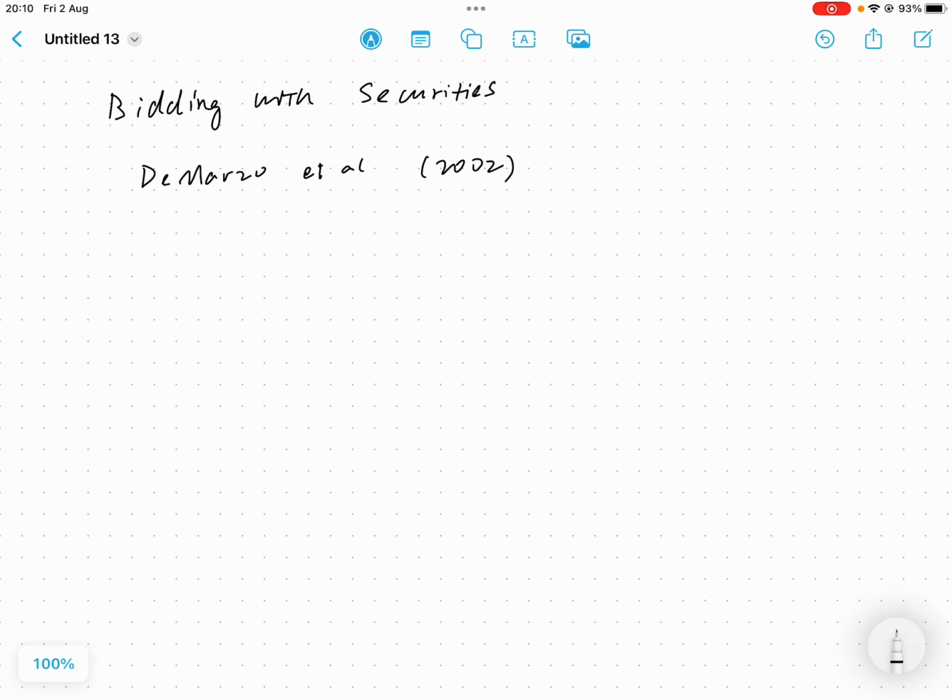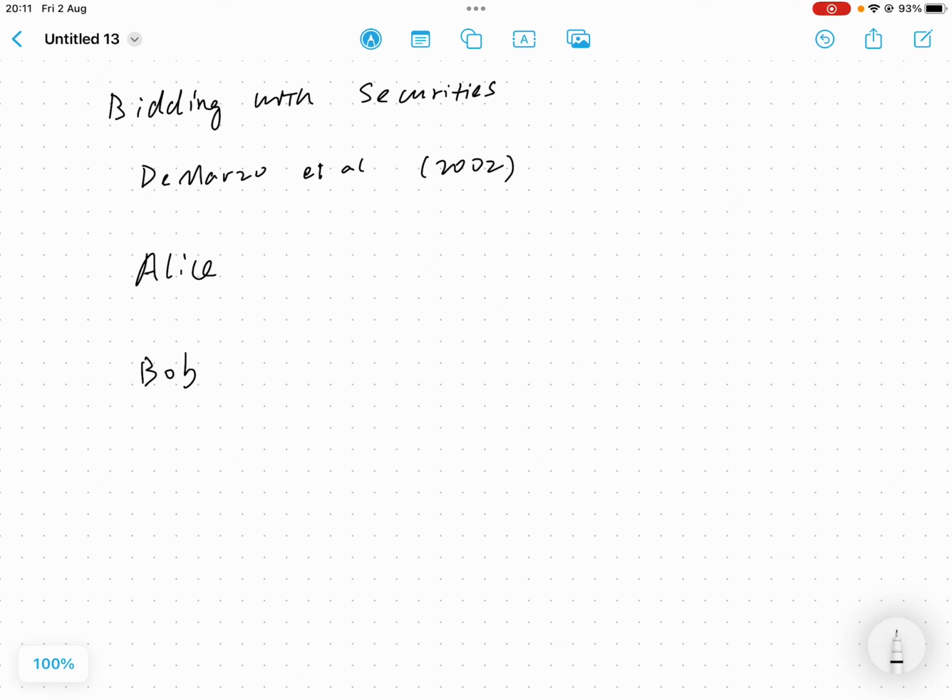So they gave a very good example in the beginning. Let's review that example first. Consider an auction. There are two bidders, Alice and Bob, competing for this project. So there are two buyers and one seller.